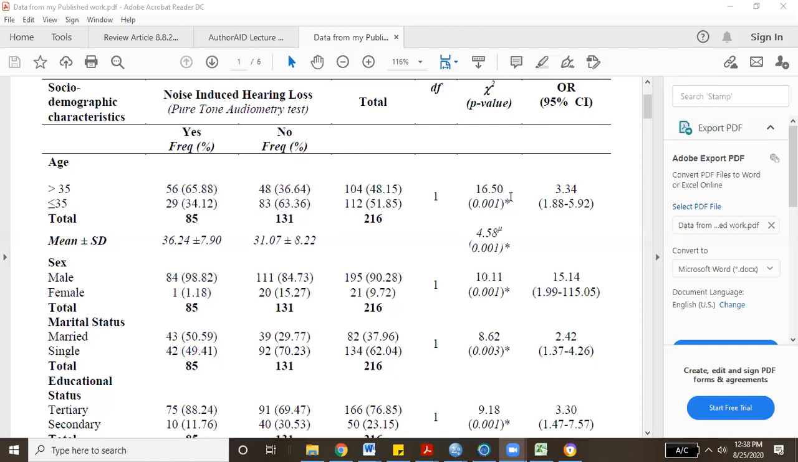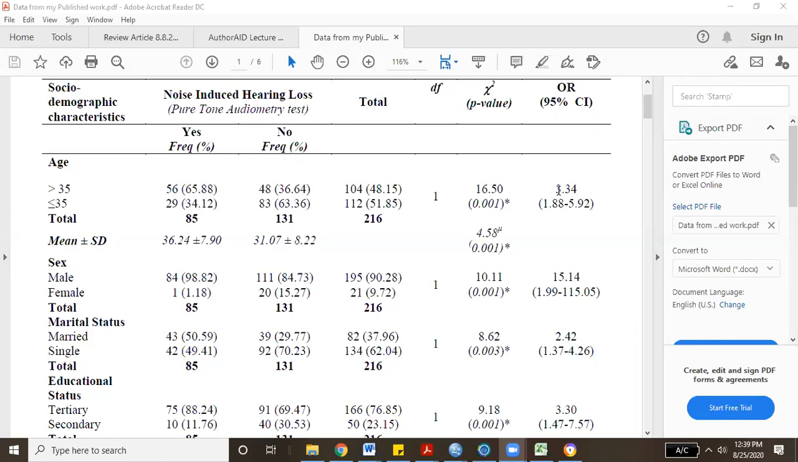So I went further to do the bivariate logistic regression. And the bivariate logistic regression gives us an idea of how much greater this would be. While the chi-square tells you 65.88 is proportionally higher than 34.12, the odds ratio, which is the logistic regression, gives you a clue how much higher the 65.88 is than the 34.12, you see.